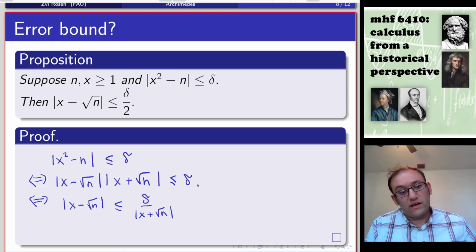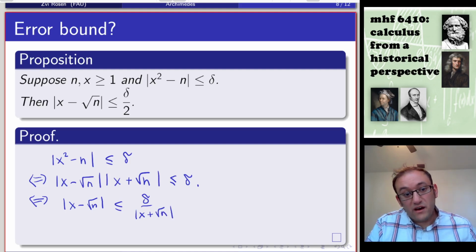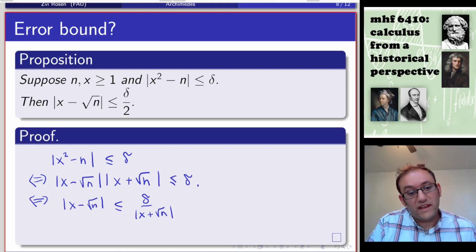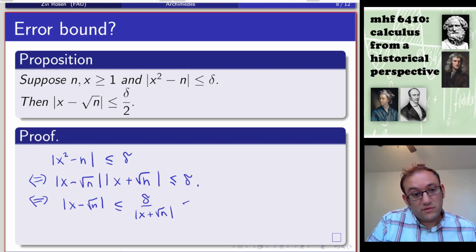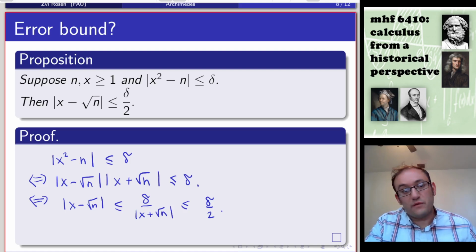Now, a fraction is bounded above by something with a smaller denominator. So we know that x plus the square root of n, since x and n are both at least 1, has to be at least 2. So this is going to be bounded above by delta over 2. And that's where this bound on our error comes from, so that we can approximate the error from the square root of n using the error from x squared minus n.